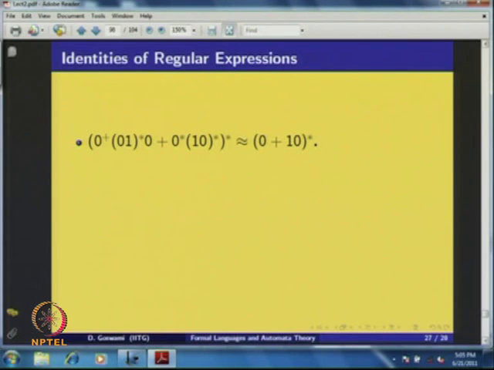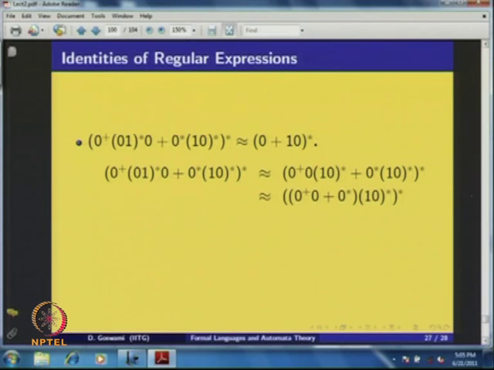Similarly, we can show that these two regular expressions are equivalent by using the following steps. In the first step, we have got this equivalent expression. From this, we can use the regular expression properties to get eventually this expression, and finally, this can be written as 0 plus 1 0 star.